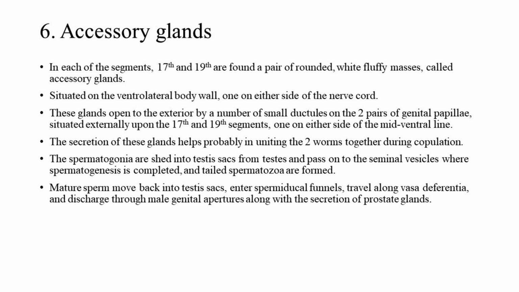The spermatogonia are shed into testis sacs from testes and pass on to the seminal vesicles where spermatogenesis is completed, and tailed spermatozoa are formed. Mature sperm move back into testis sacs, enter spermatic funnels, travel along vasa deferentia, and discharge through male genital apertures along with the secretion of prostate glands.